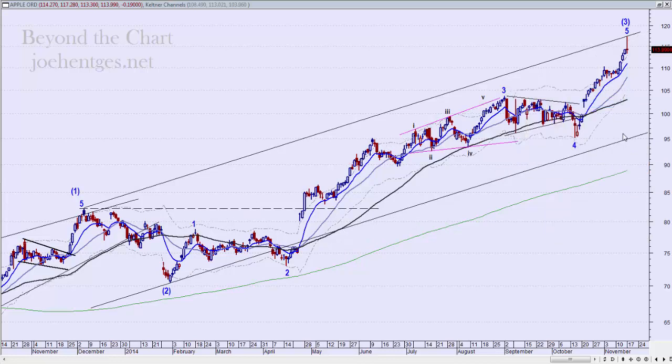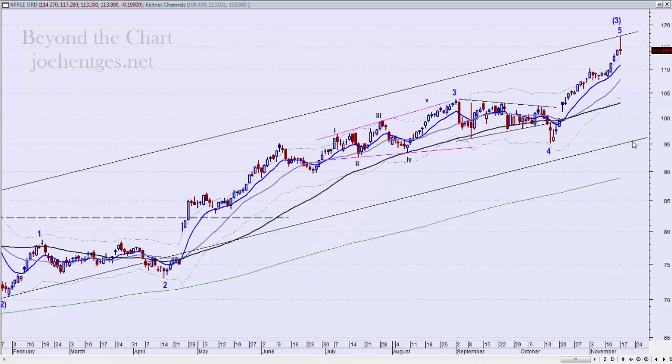Then we'd be looking at a pullback for wave 4 down to this trend line. So somewhere in this area is what I'd be expecting. Now, again, it's going to take a little while. I don't know how long it's going to take, but it's not going to happen in a couple of days anyway. So it's not going to come down this quickly. And this line is rising off to the right. So we'll just have to watch and see.